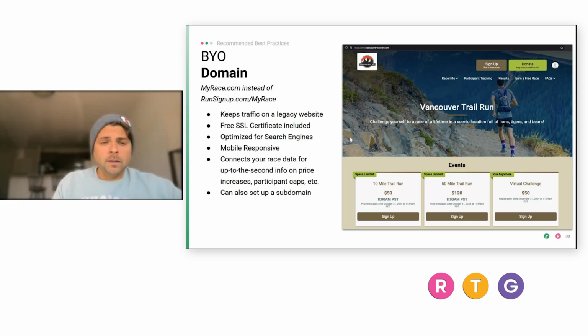It includes a free SSL certificate. It's optimized for search engines like we talked about. If you have a separate race website and registration page, odds are pretty good that that registration page on RunSignup is showing up first in searches. It also connects your race data for up-to-the-second information on price increases, participant caps, and more. You can also set up a subdomain with this.